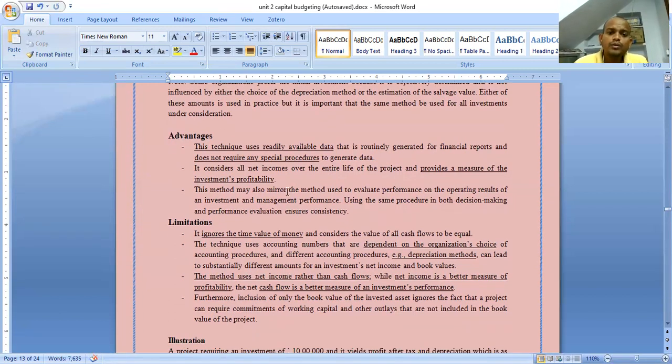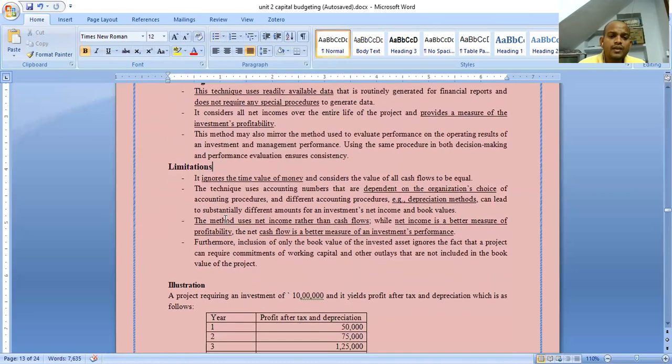This method may also mirror the method used to evaluate performance on operating results of investment and management performance. Using the same procedure in both decision making and performance evaluation ensures consistency. So it is also useful while evaluating the performance of operating results and management performance. The procedure will be the same.